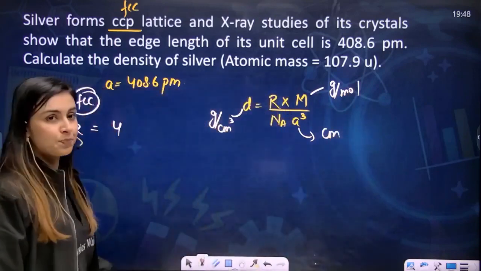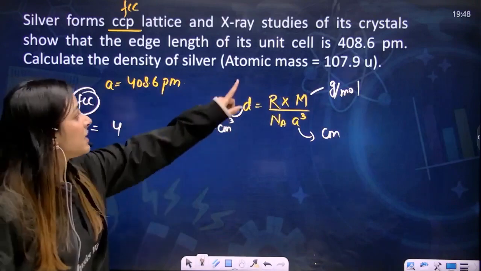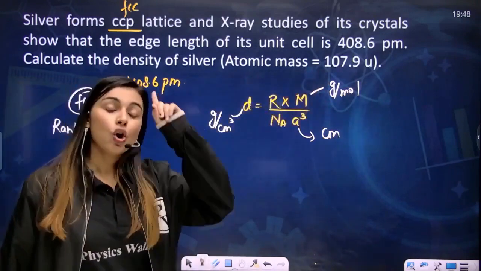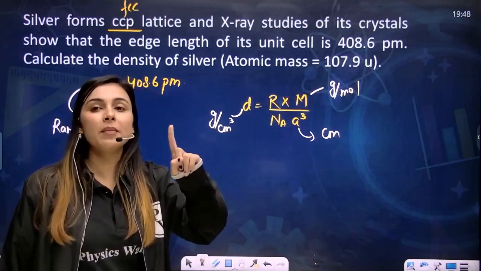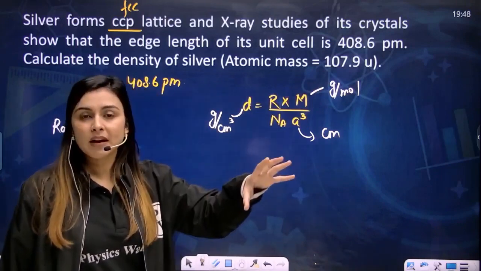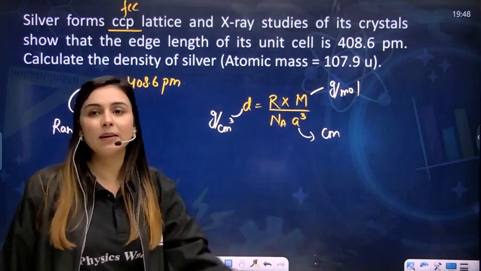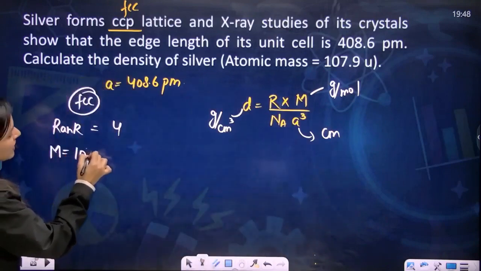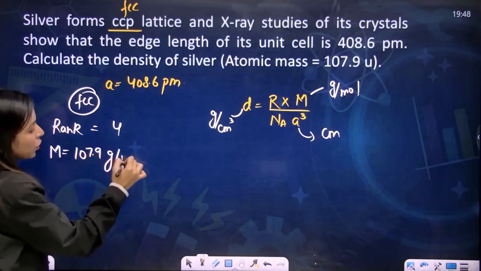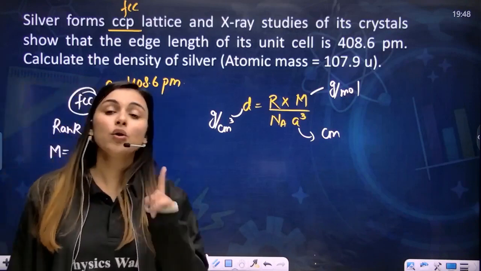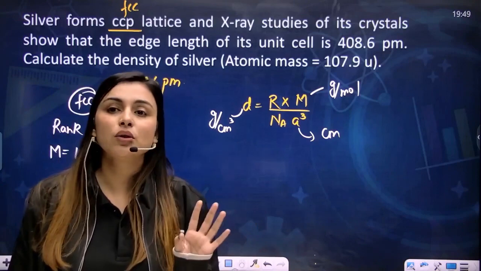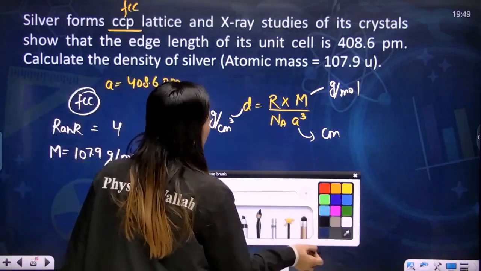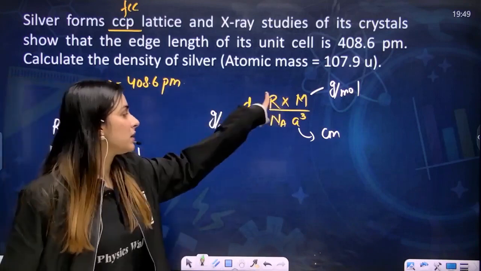Now, just see, since the atomic mass is 107.9 u, all of you remember that whatever the atomic mass is, the molar mass is always in grams per mole. So I can say that the molar mass will be 107.9 grams per mole, because only the unit changes, the numerical value remains the same, right? So now we have calculated this and this.